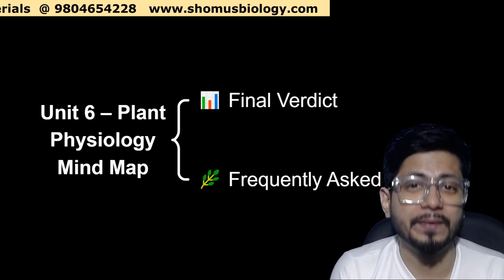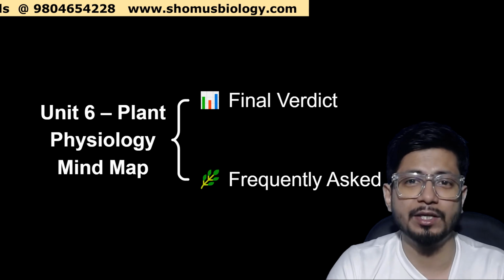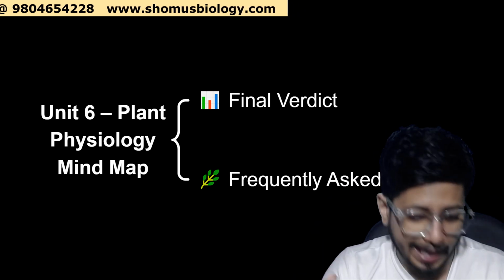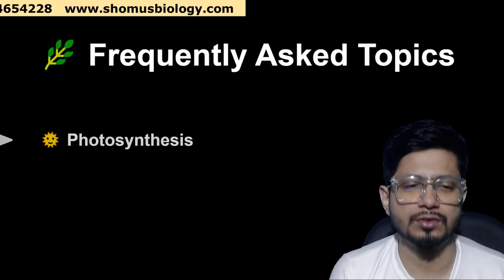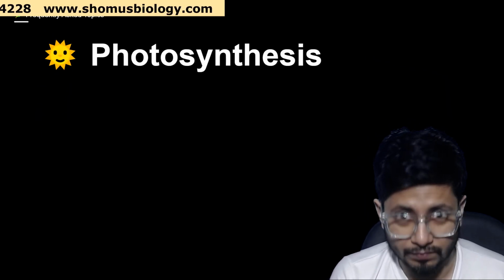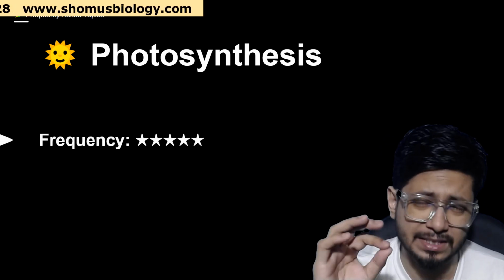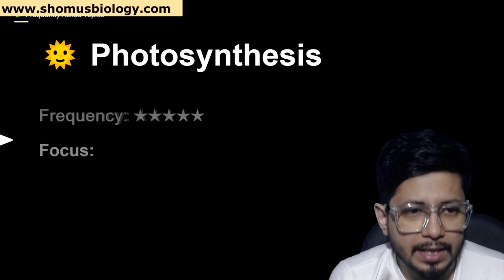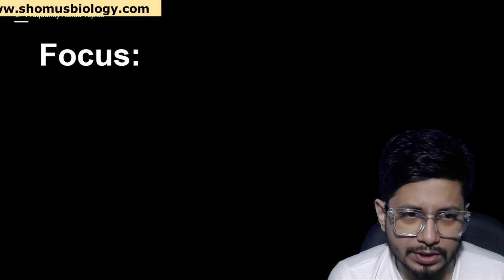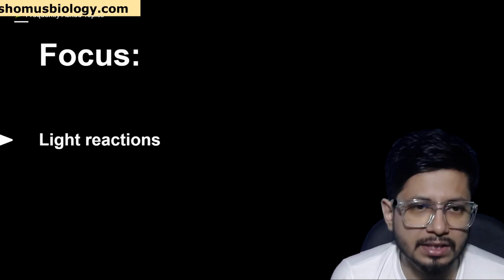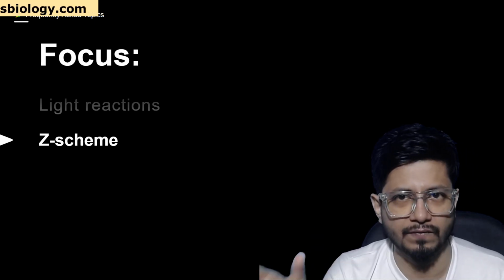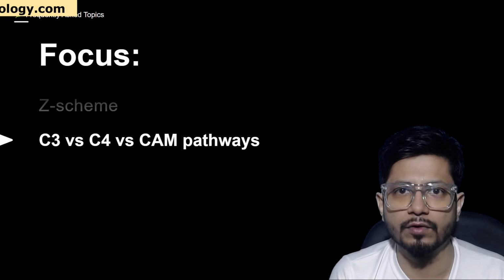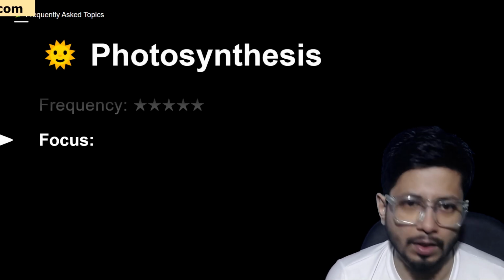Now let's move on to the question part. What topics do you need to prepare in order to make unit 6 plant physiology your strong side? Frequently asked topics: photosynthesis, very important. Frequency maximum, 5 star out of 5 star. Next is focus. The focus from photosynthesis is the light reaction of photosynthesis, the Z scheme of electron transfer in the process of light reaction, and C3, C4 versus CAM pathways in photosynthesis.